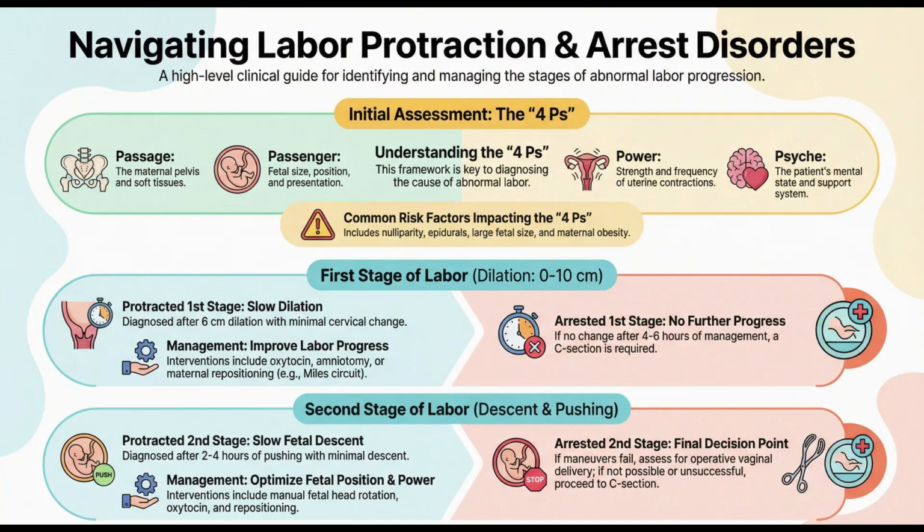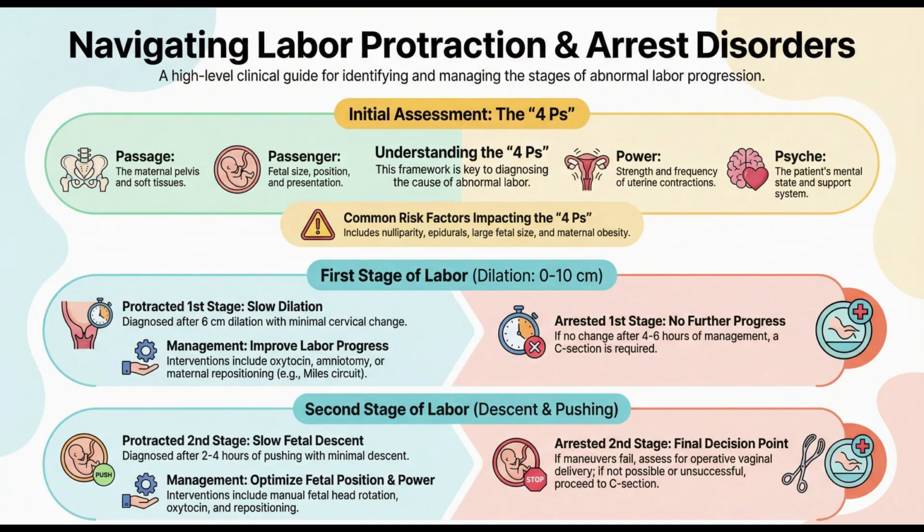All right, so walk us through them. What are the 4 Ps? Okay, so first up is passage. This is all about the pelvis, the bony architecture the baby has to navigate. We're looking at its shape, its dimensions, the whole birth canal. The tunnel, basically. The tunnel, exactly. Then you have the passenger, that's the fetus. And it's not just about size, though that's important. It's crucially about its orientation, its position.